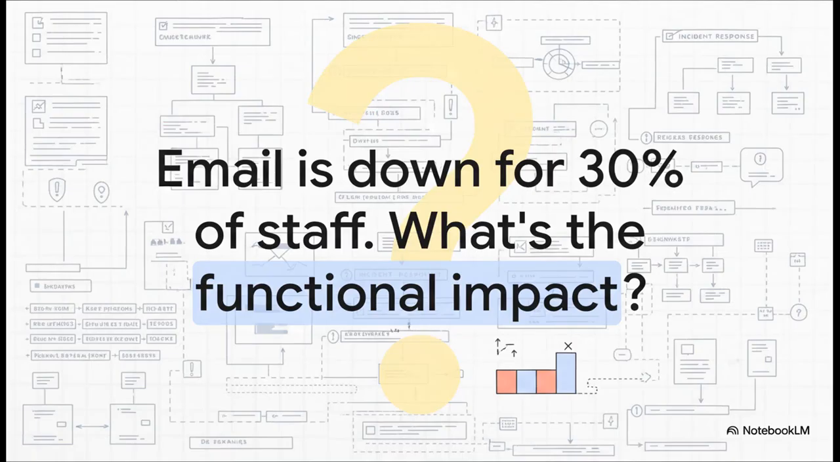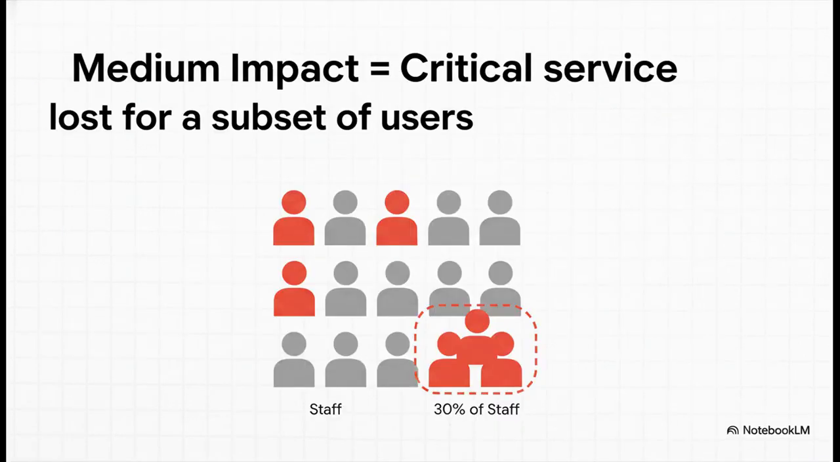Okay, next one. An incident has taken down email for about a third of your staff. Using that NIST functional impact table we just looked at, how would you classify this? Is it none, low, medium, or high? The correct answer here is C, medium.